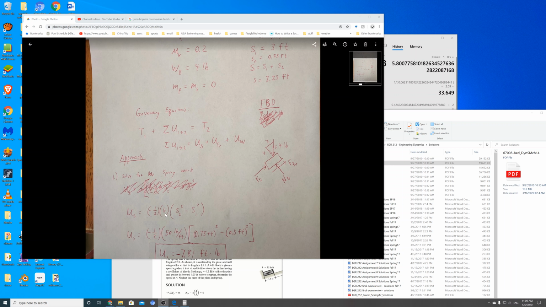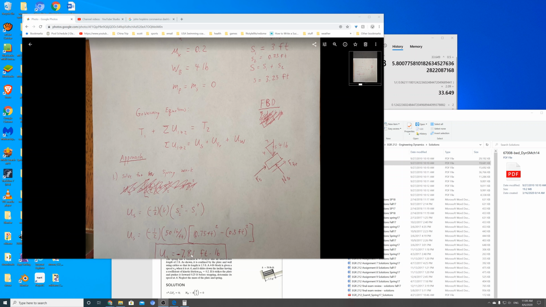Okay, so the first one we're going to do is spring. So this is the work of the spring. And here's like our final compression of the spring. Here's our initial. So here's my 0.75. Here's my 0.5, right, that were defined. Okay, so the initial compression, here's my final compression.